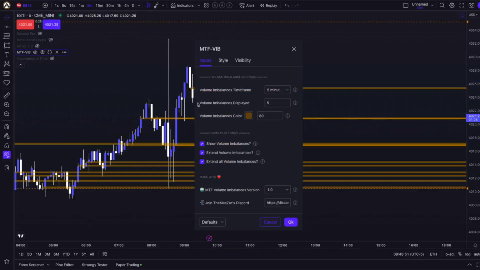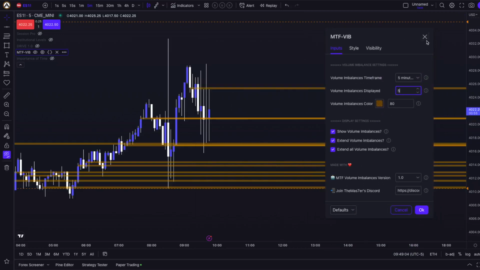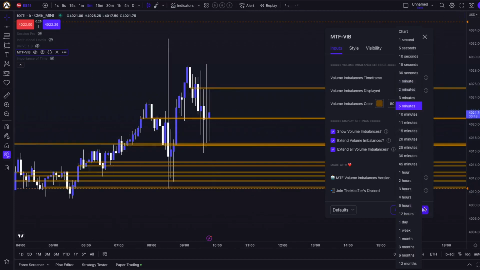Overall, with the multi-time frame volume imbalance indicator, if you find any bugs, just send me a message on Discord and I will fix it. Other than that, I think it should be working well. I've been using it for the past week now, and didn't find anything disturbing. You can always double check the volume imbalances unless you go into a higher time frame.